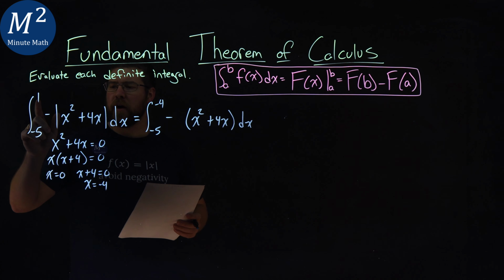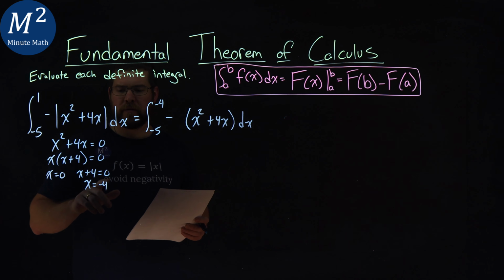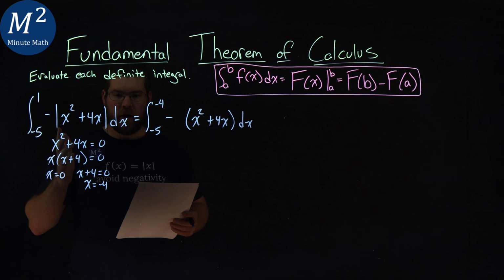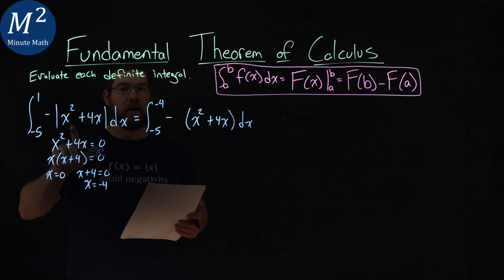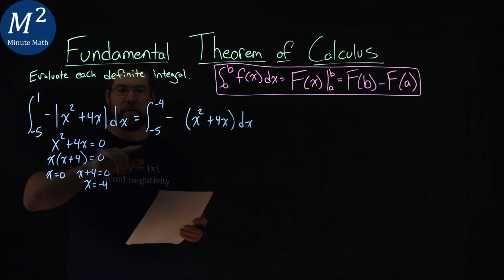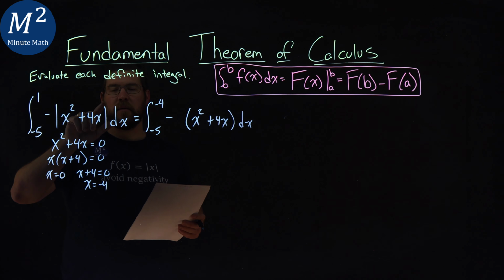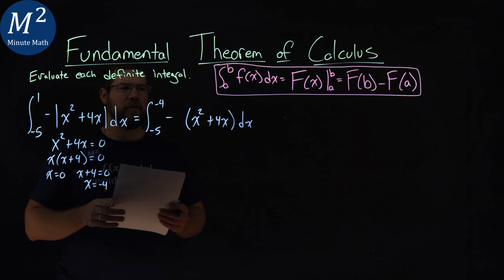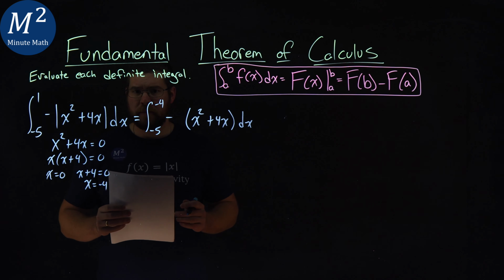Well, between negative 5 and negative 4, what happens on the inside? Well, if we plug in, let's say, a negative 4.5, negative 4.5 squared is a positive number that's going to be greater than negative 4 times a negative 4.5. That's between these two values here. And so therefore, it's going to be positive on a range from negative 5 to negative 4. So we're good, so we don't actually need to change anything here.